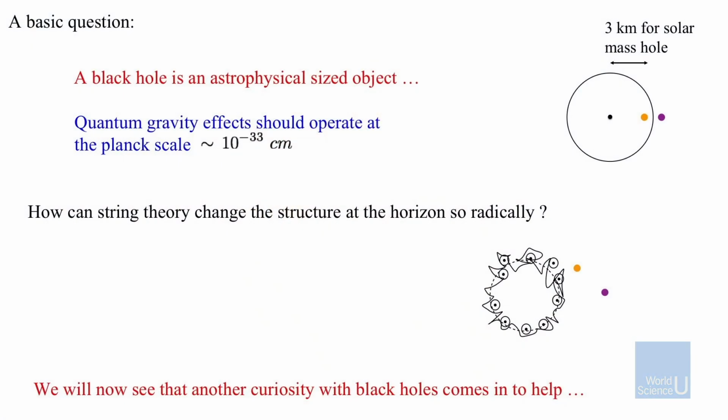1 million solar mass in the center of our galaxy. For that kind of a black hole, the radius is about 1 million kilometers. There it has changed over 1 million kilometers. So we have to answer this question, how did quantum gravity become so important? So here's the puzzle again. The black hole is an astrophysical sized object, and quantum gravity effect should operate at this tiny scale. And for a solar mass black hole, talk of 3 kilometer distance from here to here, how can the structure change so radically?